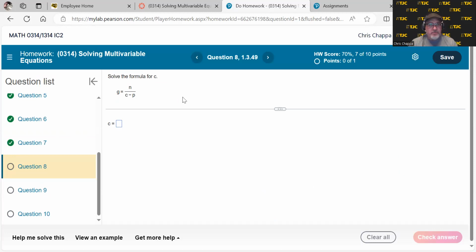Number 8, solve for C. G equals n over C minus P. Well, notice where the C is embedded. It's inside of a subtraction problem, which is inside of a fraction. So we've got two major obstacles to overcome.